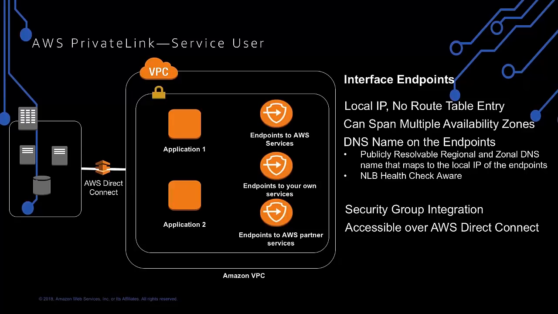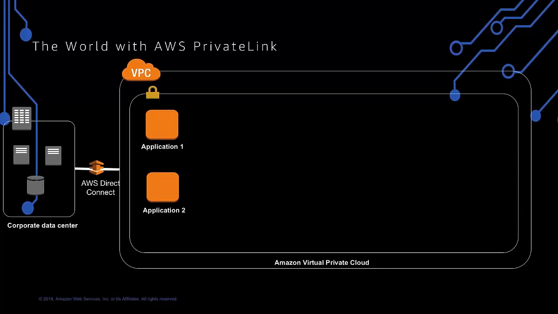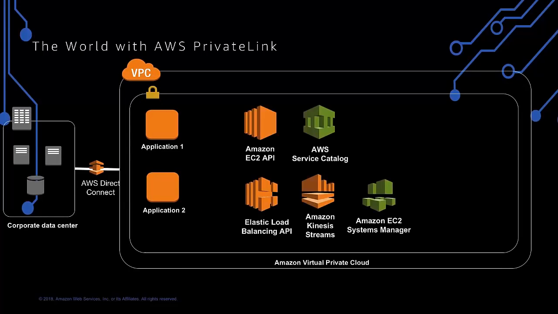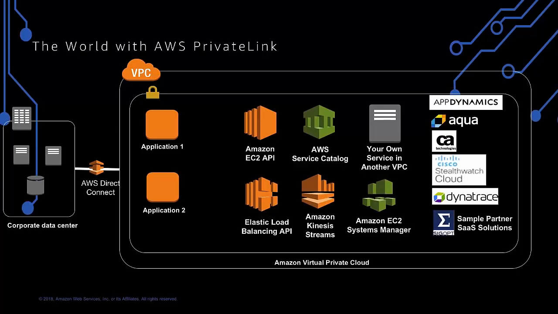What this looks like is you have your applications, and now the AWS services live in your VPC, and depending upon which partner services you're using, you can put those in there too. You can put in your own VPC, so your own services look like that. And now instead of all these services looking like they're on the internet, they're inside your VPC.